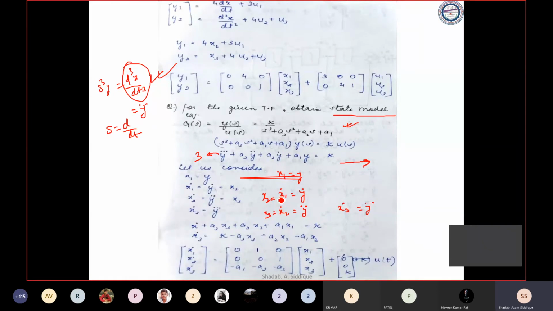Again, you just do the similar thing which we have seen in the previous problem, and you can go through this problem. So you have a state equation using that previous analogy. You can go through this.